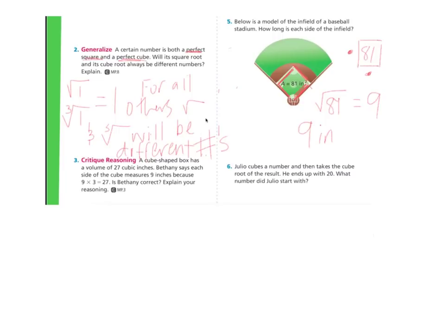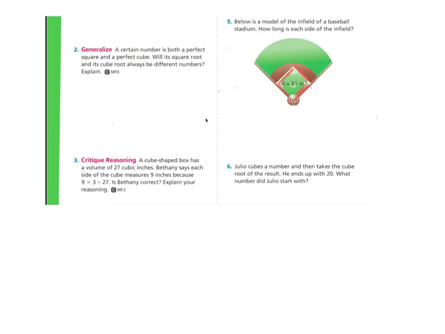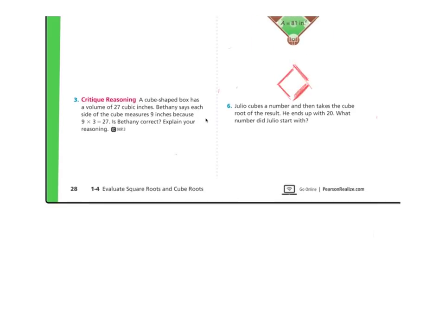Okay, let's scroll down here to 3 and 6. I'm hoping it scrolls down here any second. There it goes. Okay, question number 3. A cube-shaped box has a volume of 27 cubic inches. Again, draw your best cube-shaped box. Bethany says each side of the cube measures 9 inches because 9 times 3 is 27. Is she right? Okay, well, I'm going to draw a cube.